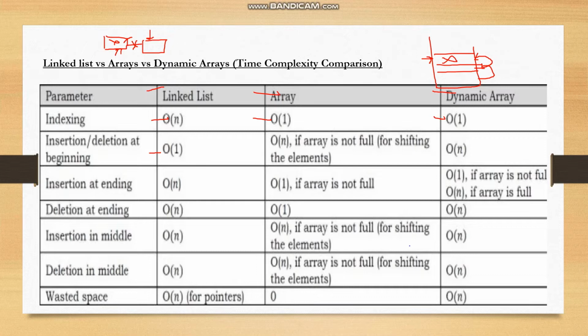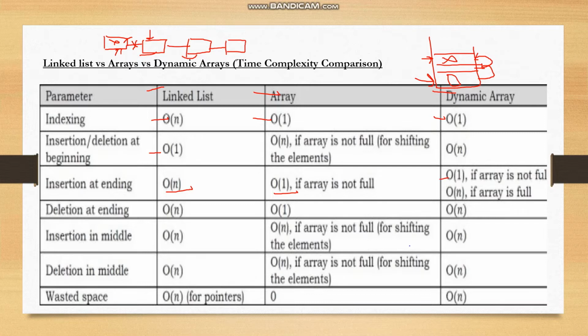Inserting at the ending in case of linked list, it's O(n). How? Because we will have to traverse all the n nodes, and then we will have to assign the new node at the end. So how many nodes do we have to traverse? n. So it's O(n). But in case of arrays, it's O(1). How? Because we keep a pointer of the indexing in the array. So we just have to go to the last index and assign the new element to that index. It's O(1). Same in the case of dynamic arrays, it's O(1).